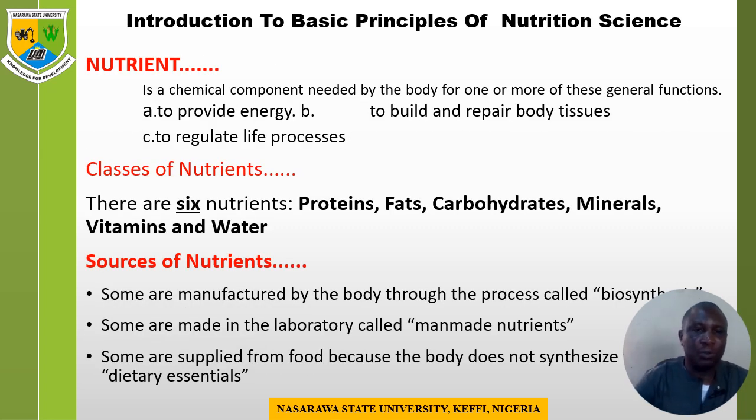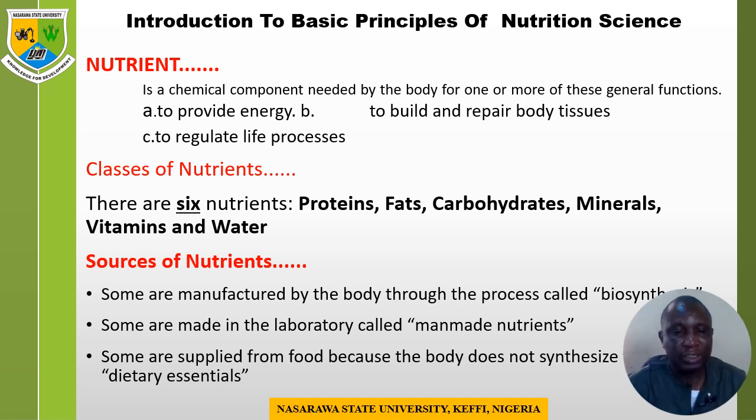Now the next thing we want to define, since we have been talking about nutrients: what is a nutrient? A nutrient is a chemical component needed by the body for one or more of these general functions: to provide energy, to build and repair body tissues, and to regulate life processes. Classes of nutrients. There are 6 classes of nutrients: protein, fat, carbohydrate, minerals, vitamins, and water.